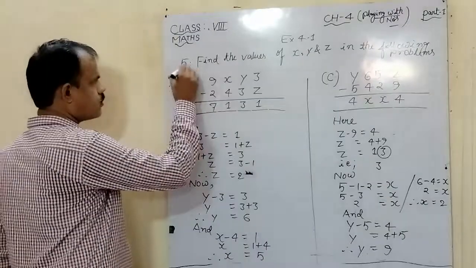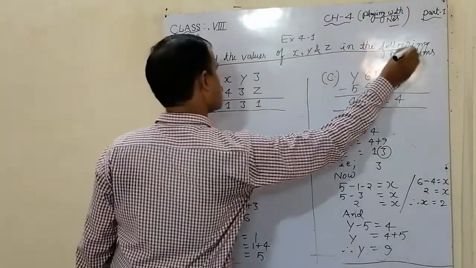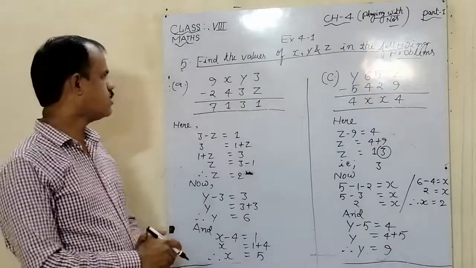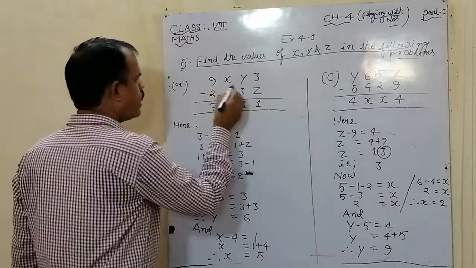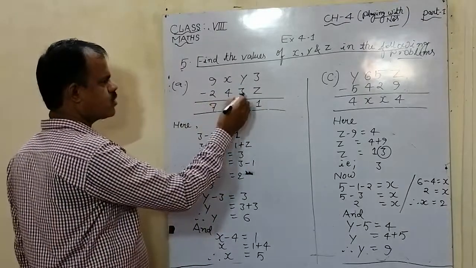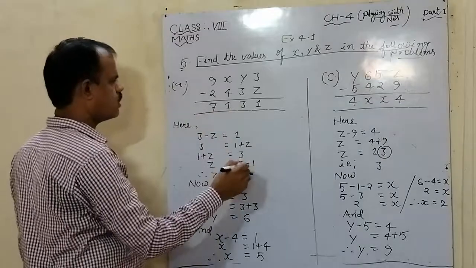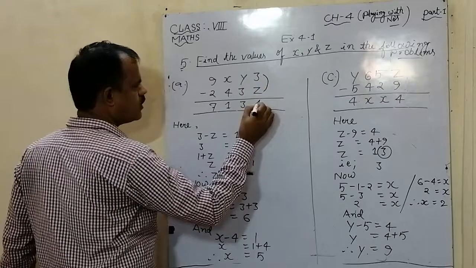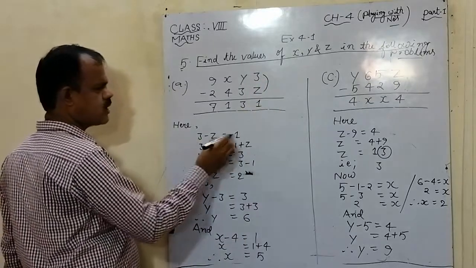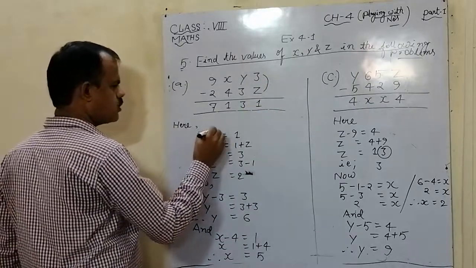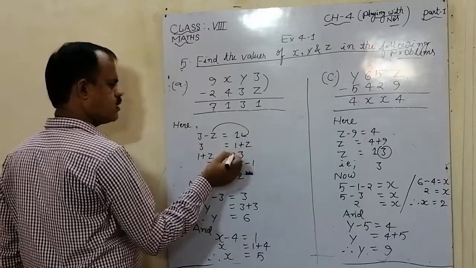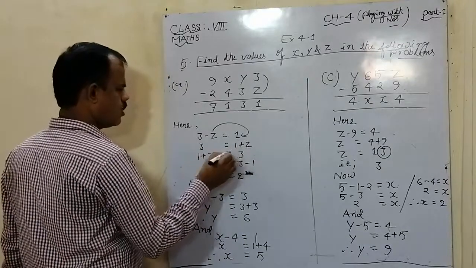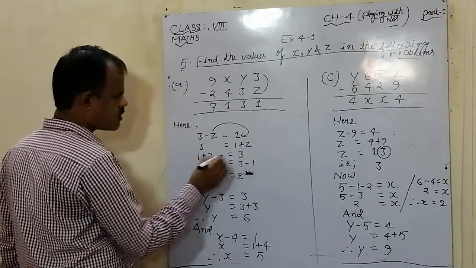Yes, student. Question number 5. Find the value of x, y, z in the following problem. Earlier we saw addition. Now this is subtraction. 9xy3 minus 243z equal to 7131. So student, you look here. 3 minus z equal to 1. So we write here 3 minus z equal to 1. 3 equal to, we shift the z to the RHS side. So 3 equal to 1 plus z. So we can write this as 1 plus z equal to 3.